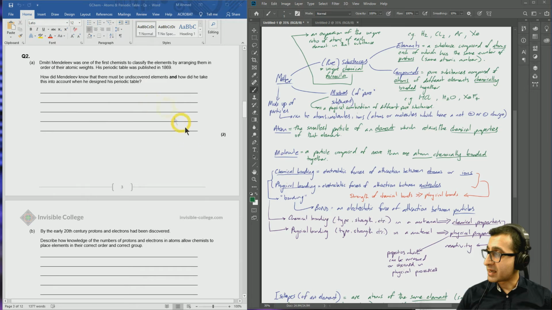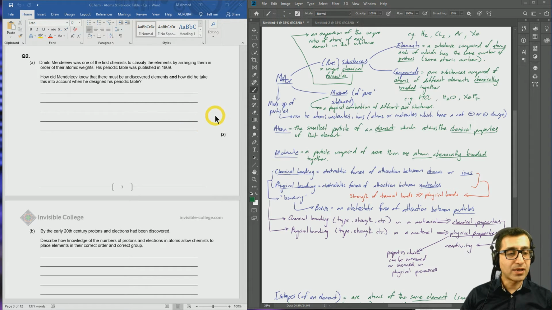So Dmitri Mendeleev. Now, it seems like most of you had found this question tricky in terms of the wording that you're expected to use in the explanation in order to understand this. So let me bring this over here so it doesn't get in my way. Sorry, guys.